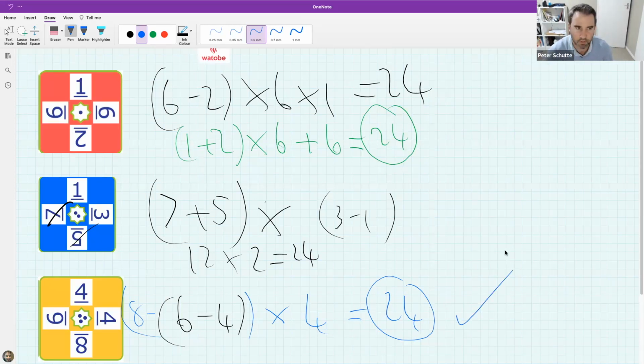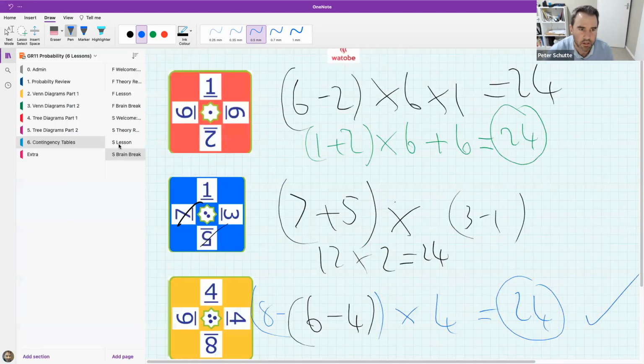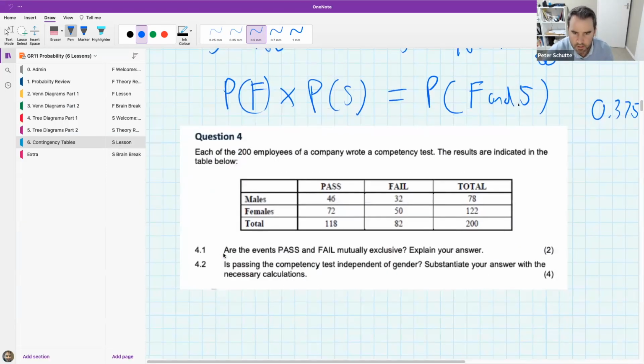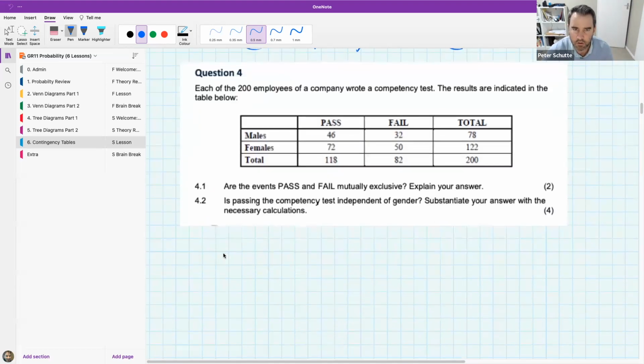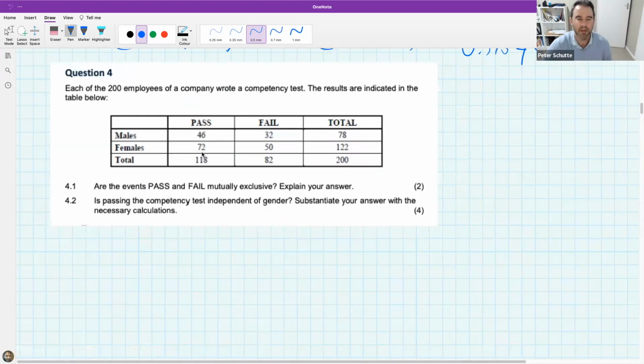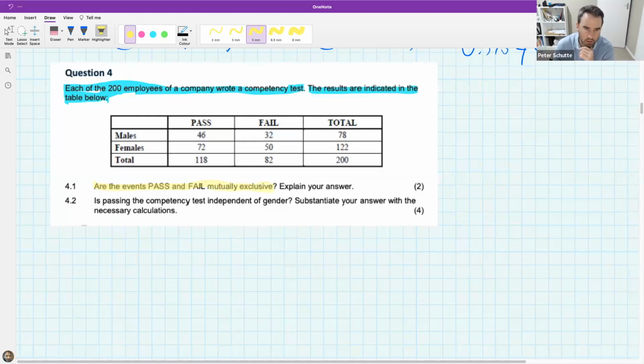Okay, cool. Everyone, let's return to our lesson. So let's try and do this question. First question: each of the 200 employees of a company wrote a competency test. The results are indicated in the table below, with males, females, pass, fail. Are the events pass and fail mutually exclusive?